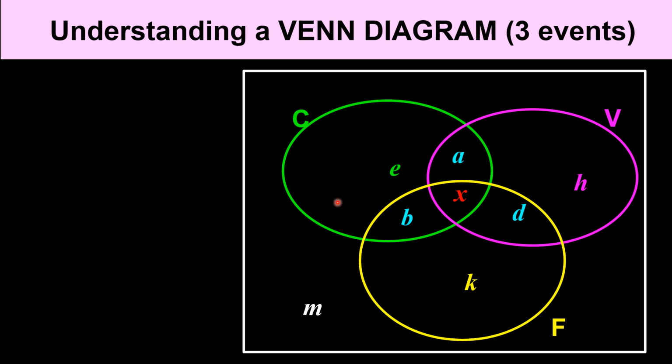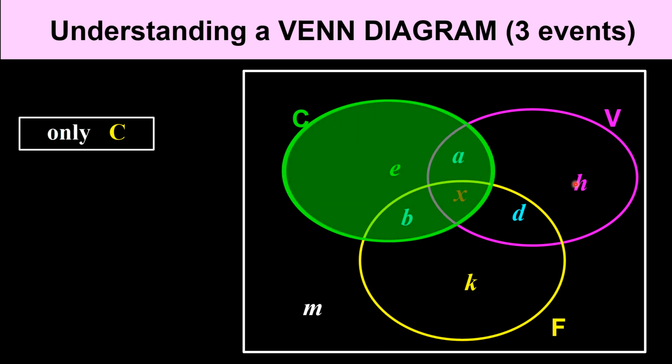If I look at C, I will see C consists of E, A, X, and B. If I look at F, F consists of K, D, X, and B. Same way, V consists of A, X, D, and H. Now, if we say only C, so if I take only C, there's C. Only C. C consists of E, A, B, and X.